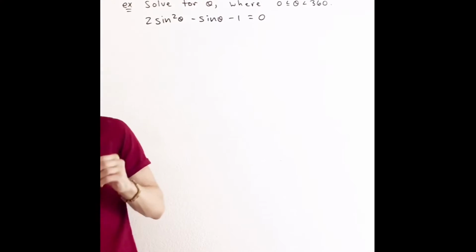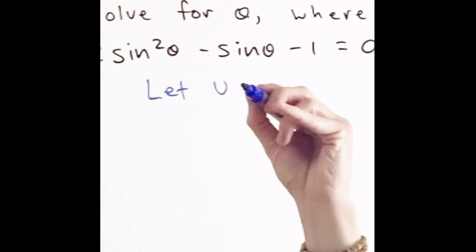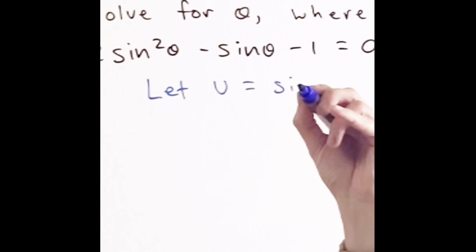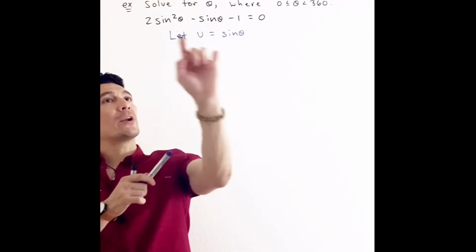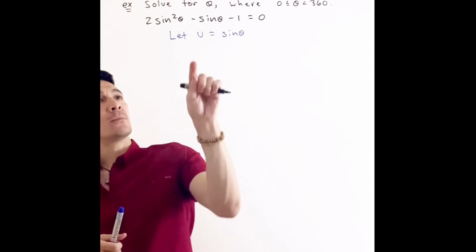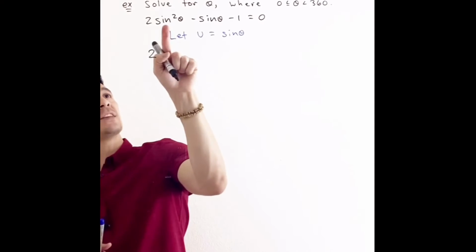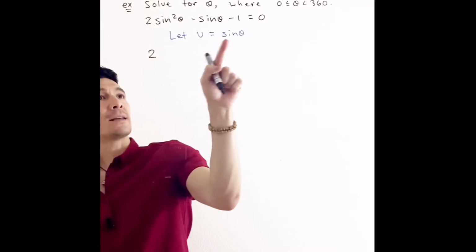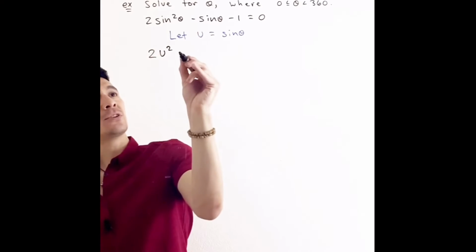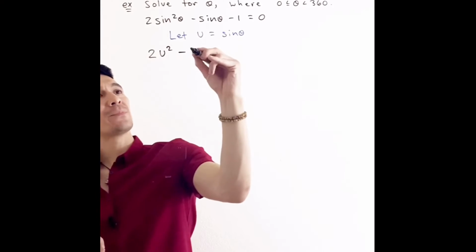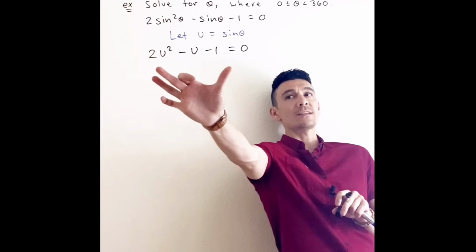So here what I would recommend is that we create a u substitution. Allow us to let u equal sine of theta. We can now immediately rewrite the original problem in terms of u. So 2 stays, but instead of sine squared, well, what's sine? Sine is u. So this would be u squared, subtraction. What can replace sine? U. Minus 1 equals 0.